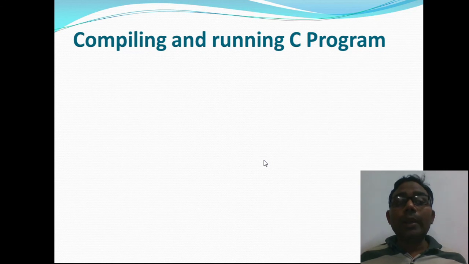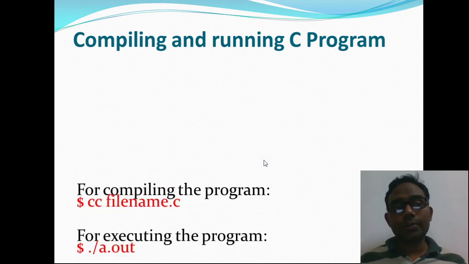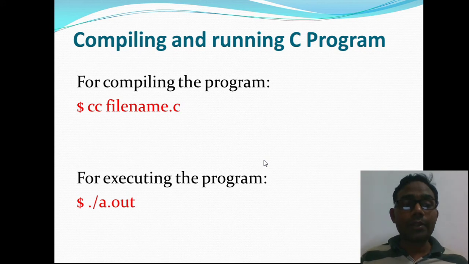Now, how to compile and run the C program? First of all, we need to know how to compile and run the C program, and how to use the VI editor also. For compiling the program, you write cc, then the file name dot c. If there are errors, you need to correct them: go back to the VI editor, correct them, and come back and compile again with cc file name dot c. If there are no errors or warnings, simply execute the program by typing dot slash a dot out. You will get the output of the C program.